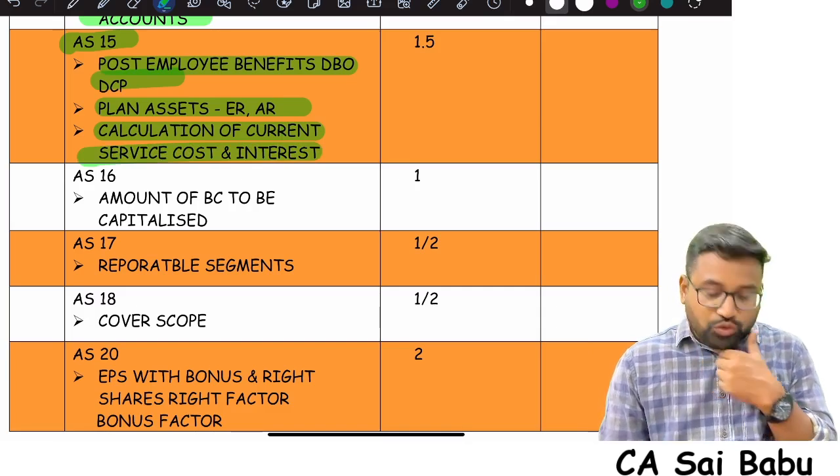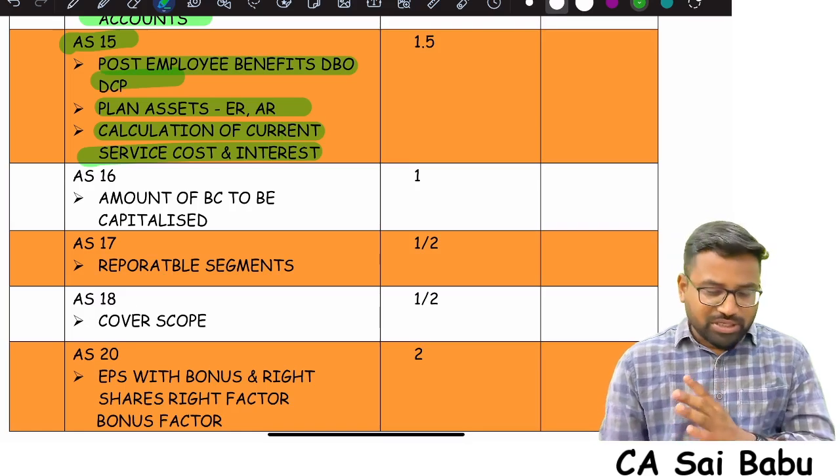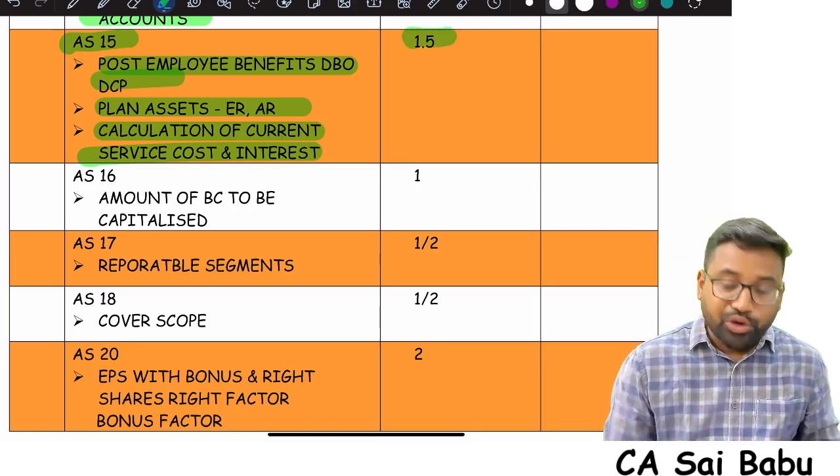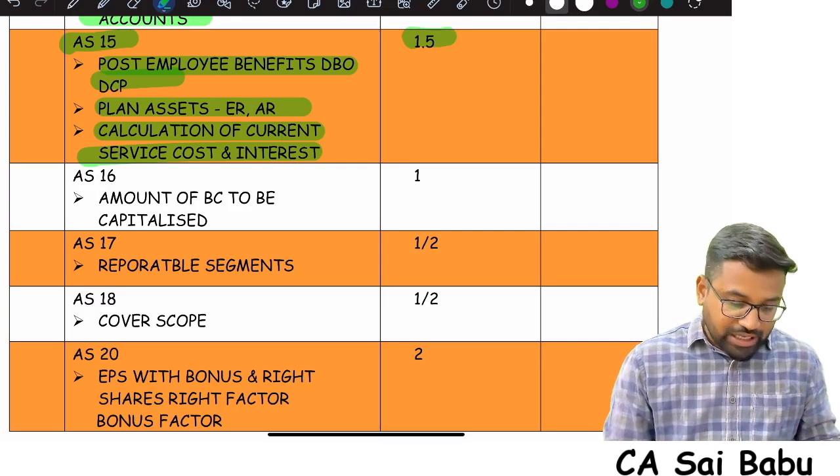Okay. So in the study material, one question is there, Roshan Limited, like that. So try to solve that question. You can allocate 1.5 hours.